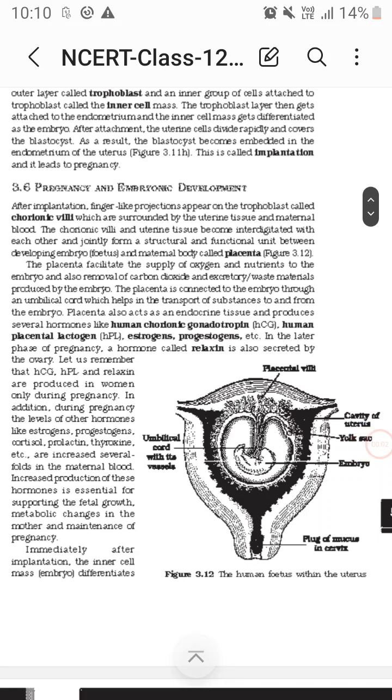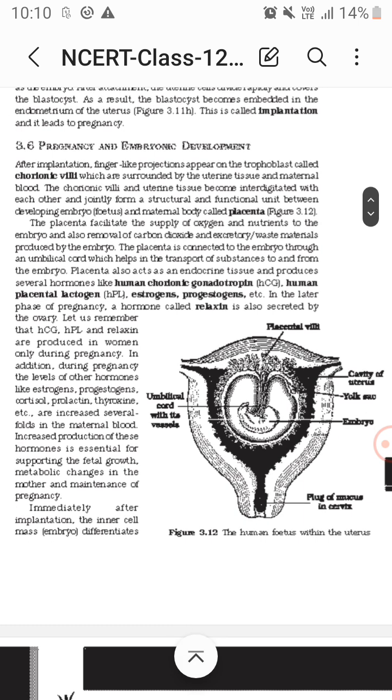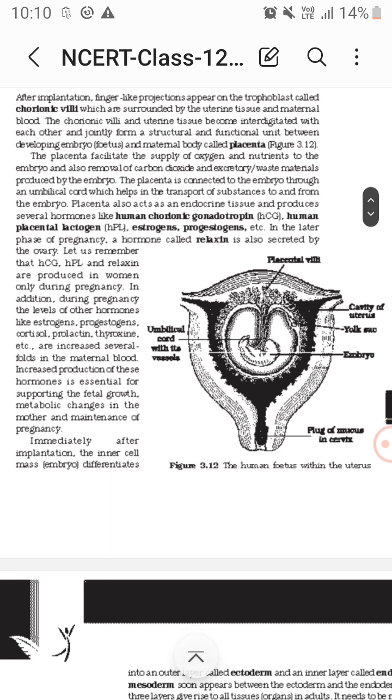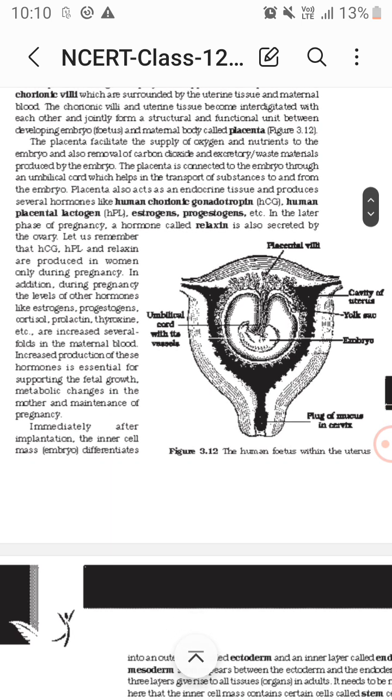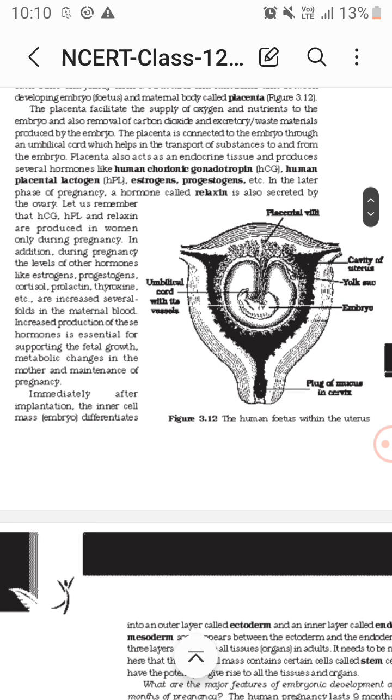In this phase of pregnancy, relaxin hormone is released. It is a peptide hormone released by the ovary, right? Now HCG, HPL and relaxin are produced in humans only during pregnancy. These three hormones, and other hormones like estrogen, progesterone, cortisol, prolactin and thyroxine, are increased during pregnancy, right?